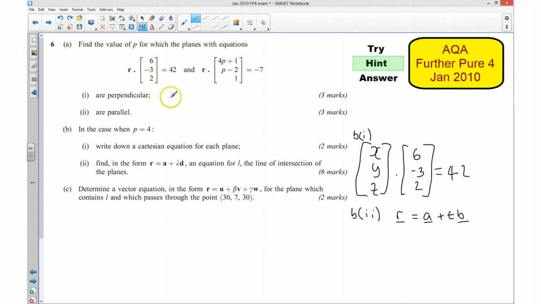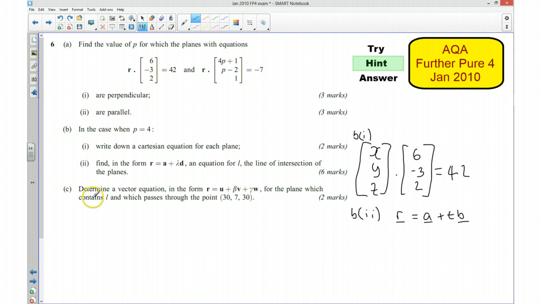So I need to use the two equations of the planes that I've got to see if I can find a point on the plane. So any point on the plane will do. Any point on the intersection will do. And B is going to be the direction of the intersection. So again, I want to decide how I can use the normals to these here to decide on what the direction of the intersection is going to be.